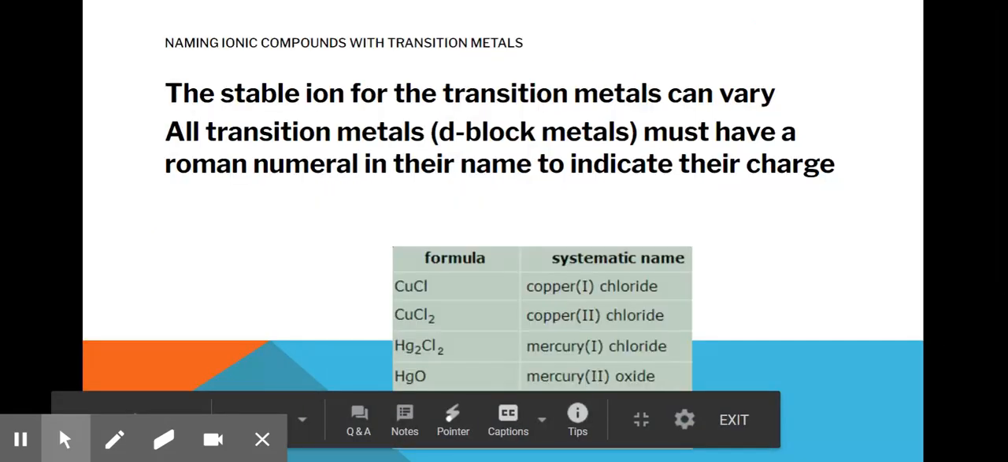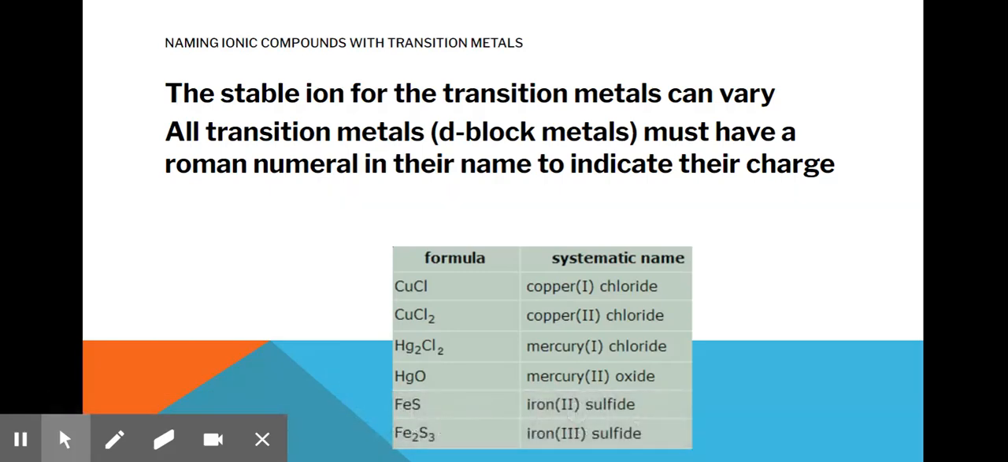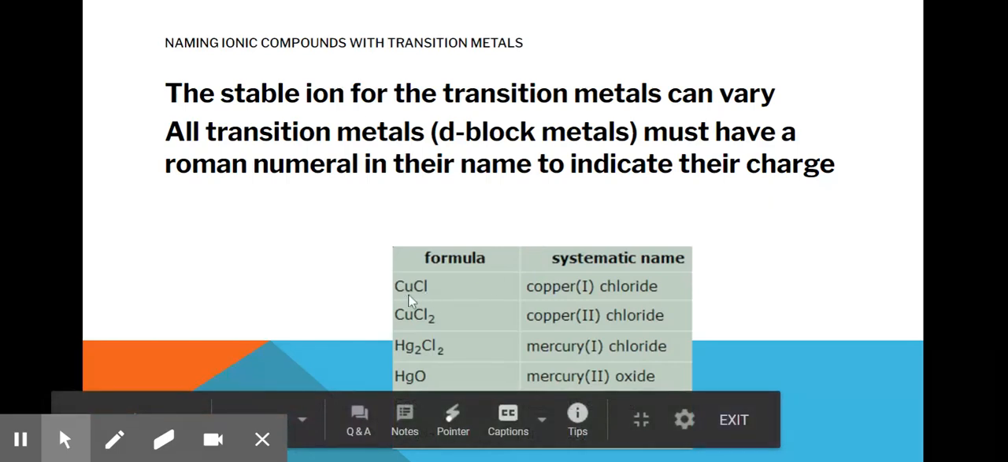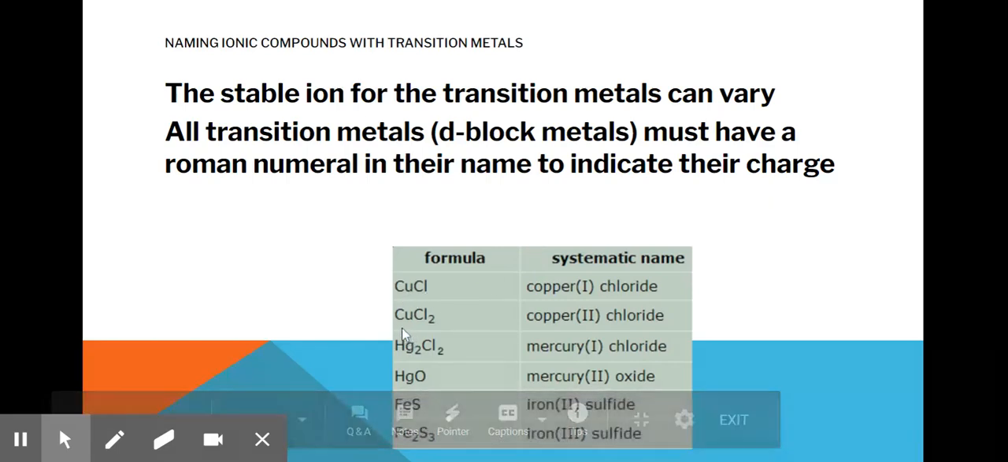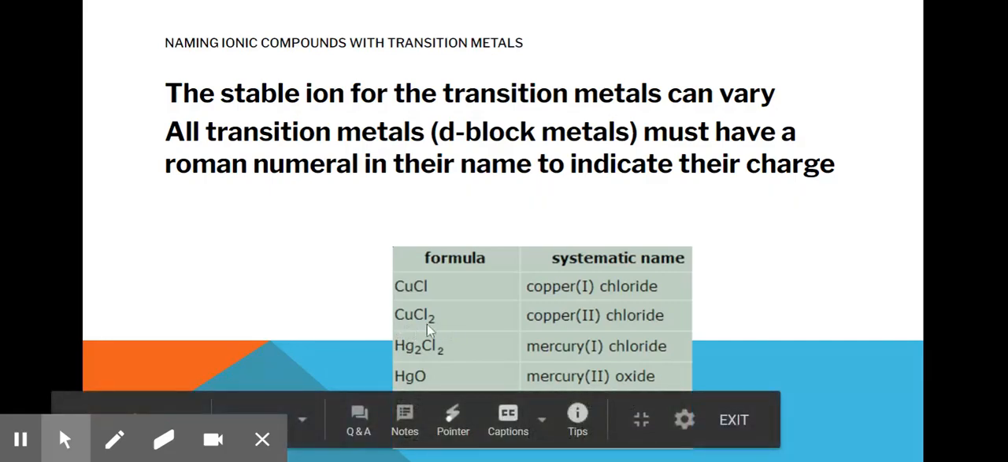So just a quick reminder, transition metals, we have this weirdness because they can have more than one possible ion. And so when we write the name of the compounds that have transition metals, we have to include a Roman numeral that says the charge on the metal. So copper 1 chloride versus copper 2 chloride, for example. Copper 1 chloride has a charge of +1, and so the compound it forms is CuCl. Copper 2 chloride has a charge of +2 on the copper, and so the compound it forms is CuCl2.